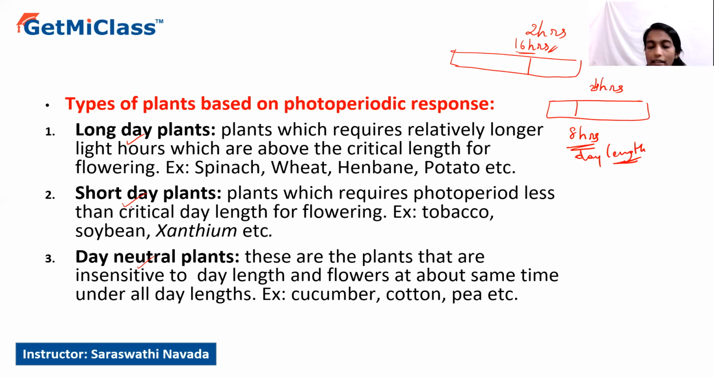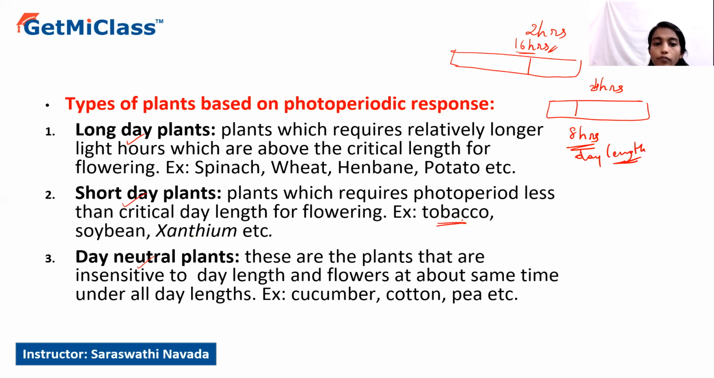Such plants are called short day plants, where they require a photoperiod less than the critical day length for flowering. Examples of such short day plants are tobacco, soya bean, as well as xanthium. And for the first time, photoperiodism was studied in a variety of tobacco only.